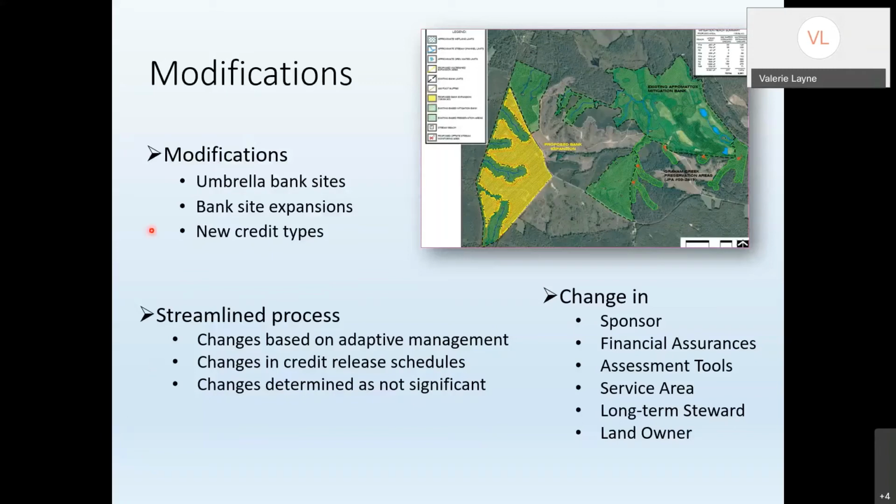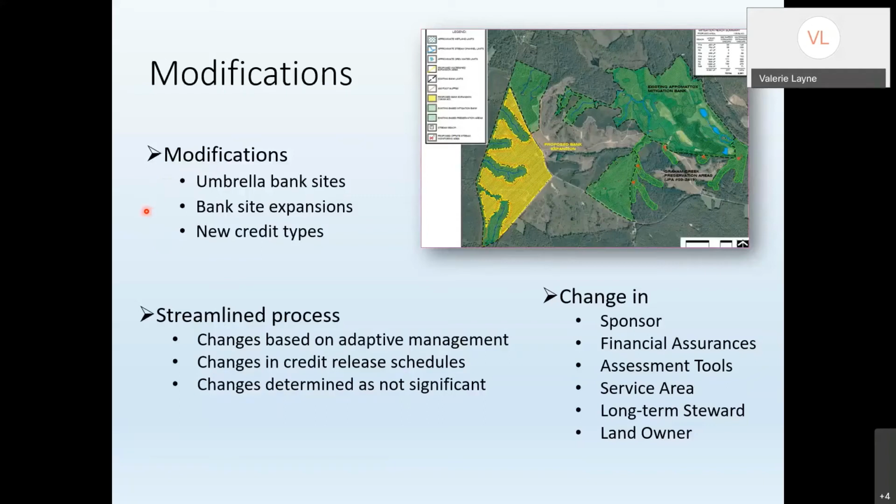Some modifications can take a while. They're for, let's say, umbrella bank sites, adding an umbrella site to a bank. It's basically when an existing bank sponsor would like to add another site that's not contiguous with their original site, and they can do that under the existing instrument, and it becomes an umbrella bank. But that doesn't mean it's easier to do than setting up a whole new bank, because they still have to have the same amount of documentation for that new site as they had to have for their original site. But this is just another tool that is available.